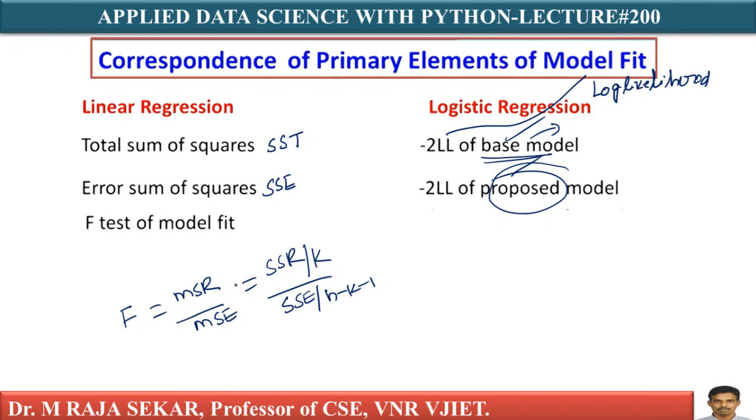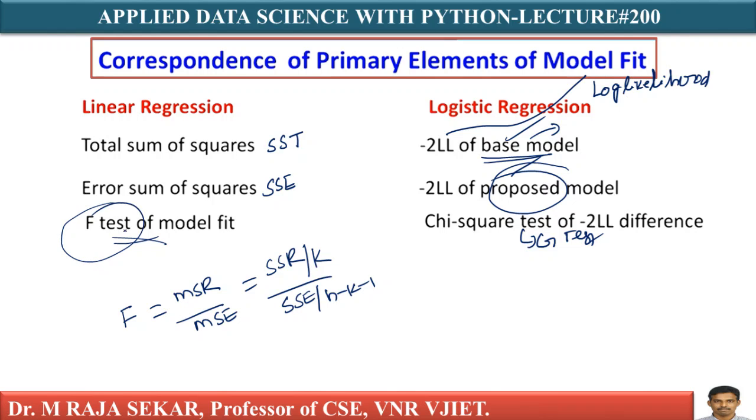The equivalent test in logistic regression is the chi-square test of 2LL difference. In a simple manner, I can say this is nothing but the G-test. In the case of linear regression, to test overall model fit, we are using F-test, whereas in the case of logistic regression, we are using G-test. Instead of saying this big sentence, just say G-test. G-test is used to test the overall significance of a model in the case of logistic regression.